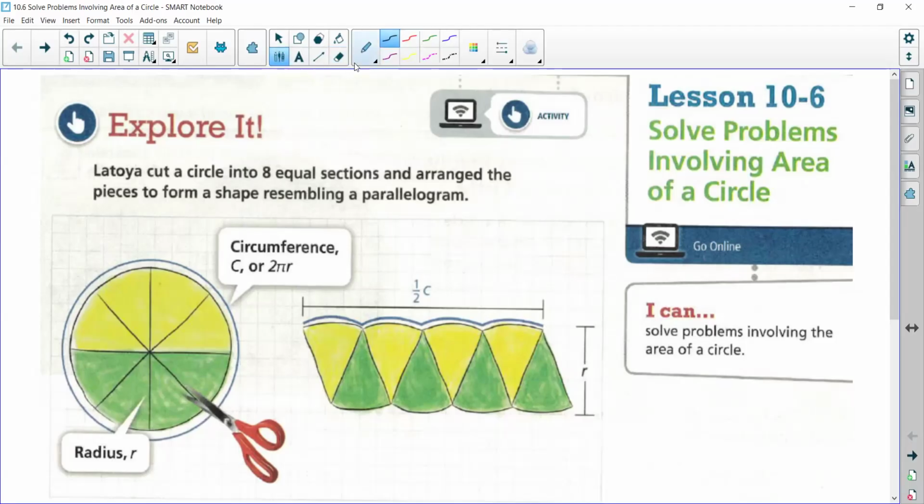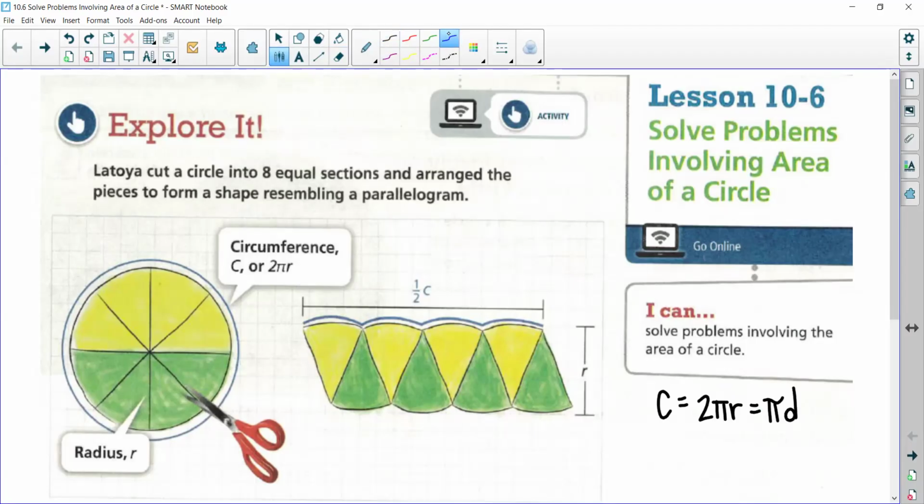All right, cool kids. Chapter 10, Section 6, solving problems involving area of a circle. So if you remember where we came from here, we recently talked about circumference of a circle. So circumference, it listed here, is 2 pi times radius, or we can find it by doing pi times diameter.